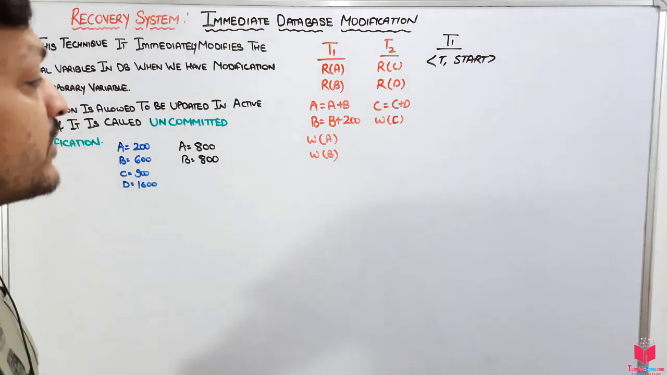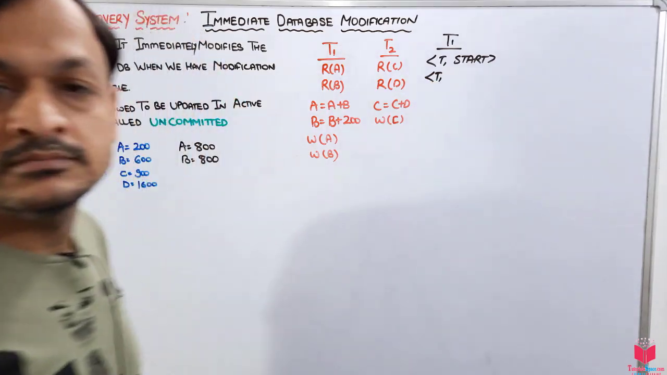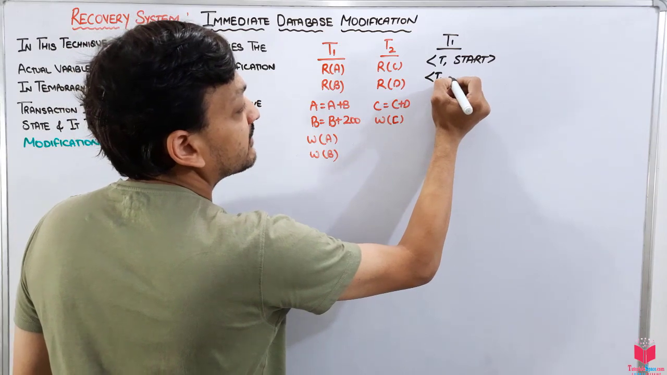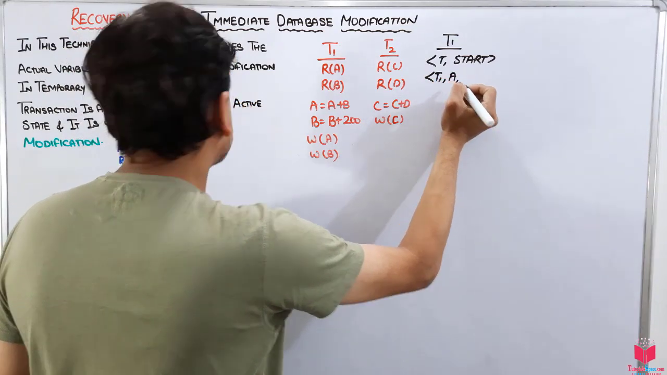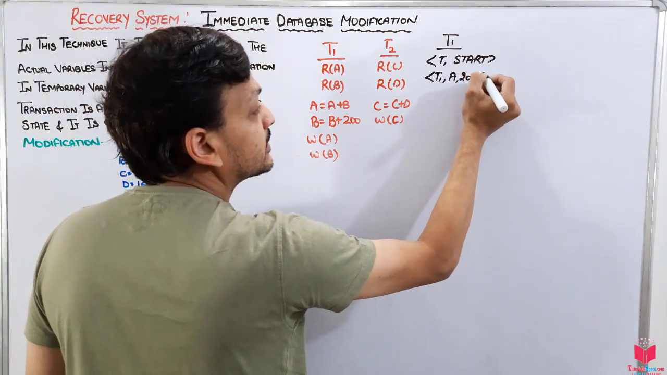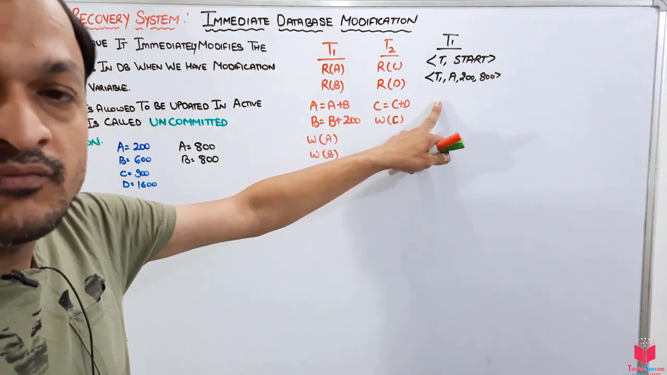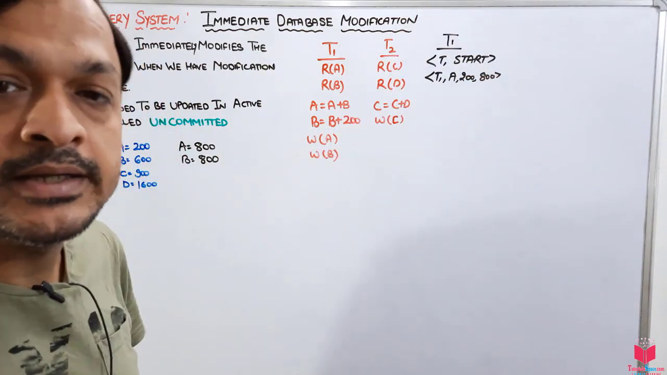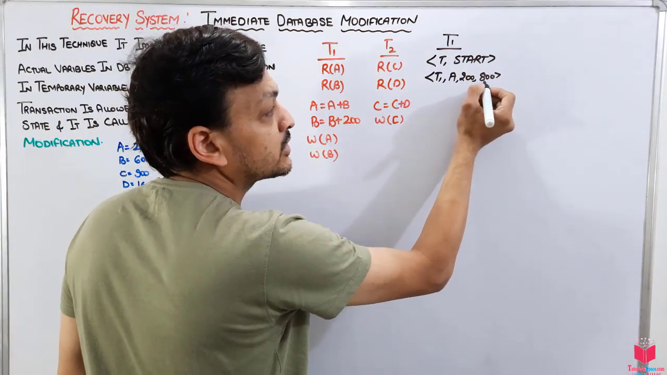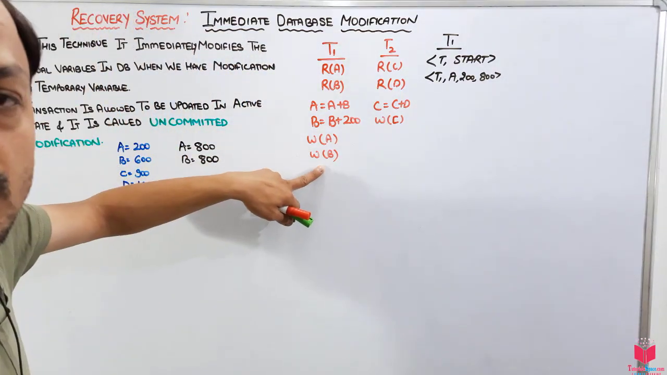Now when we have the write operation on A, we go to the log record in the log file. T1 is accessing A, and its first value is 200, and now the updated value is 800. As soon as we enter this entry in the log file, it goes to the database, and where the variable A is, it updates that value from 200 to 800 immediately, because it is not going to wait for the end of all the instructions.